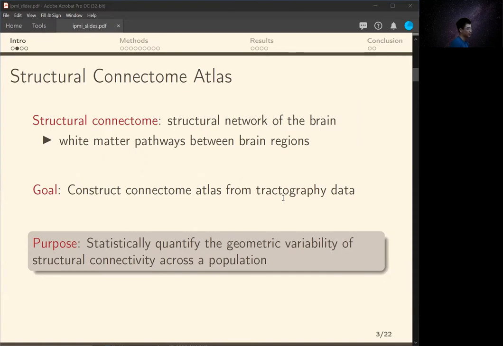The structure connectome is the structural network of the brain, the white matter pathways between the brain regions. Our goal is to construct the connectome atlas from tractography data. We construct this atlas so that we can statistically quantify the geometric variabilities of the structural connectivity across the population.